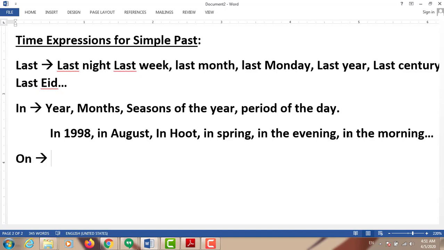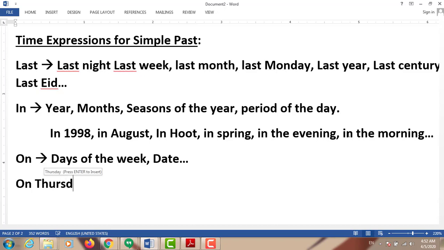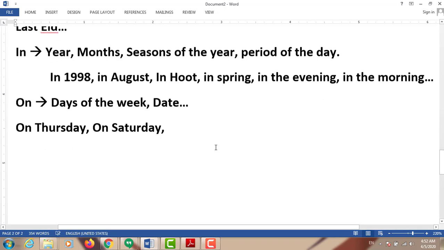Which we can use "on." For example, it's used for days of the week. Days of the week. And then for dates also you use it. For example, you say on Thursday, on Saturday, on Saturday. Okay. And next we can say for date.